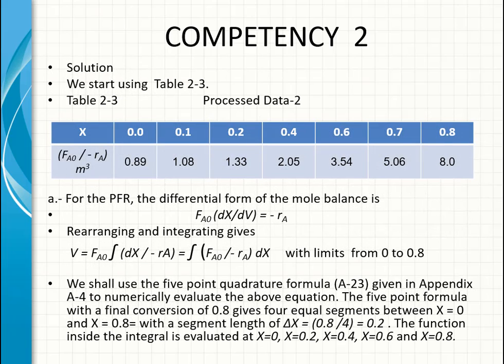Solution. We start by using table 2.3. So we have in this table two rows. In the first row we have the conversion X, and in the second row we have FA0 divided by minus RA in cubic meters.